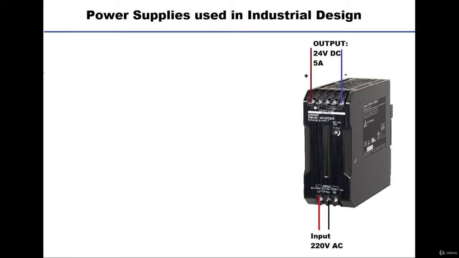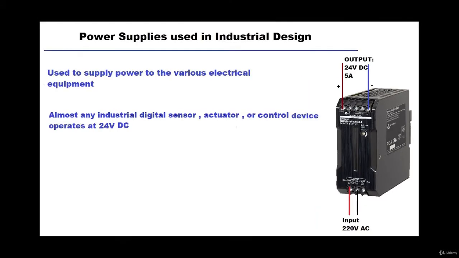Hello everyone, and in this lecture we are going to talk about DC power supply. So a power supply has one input and one output. And once we supply the input with AC power, we are going to get an output with a DC power.